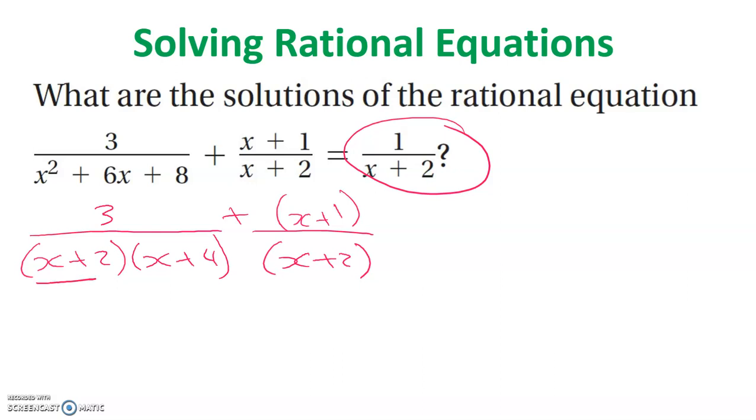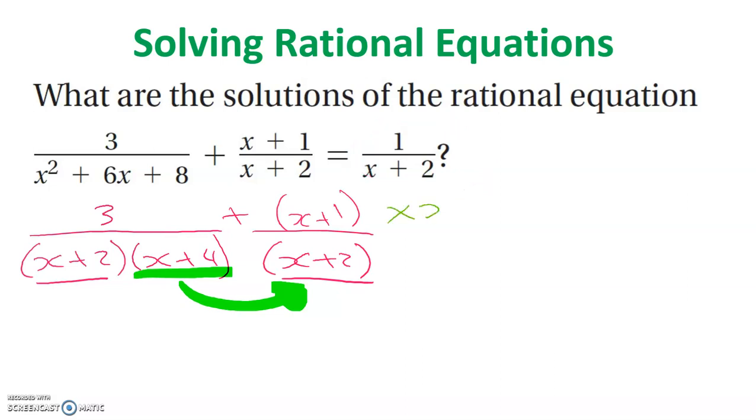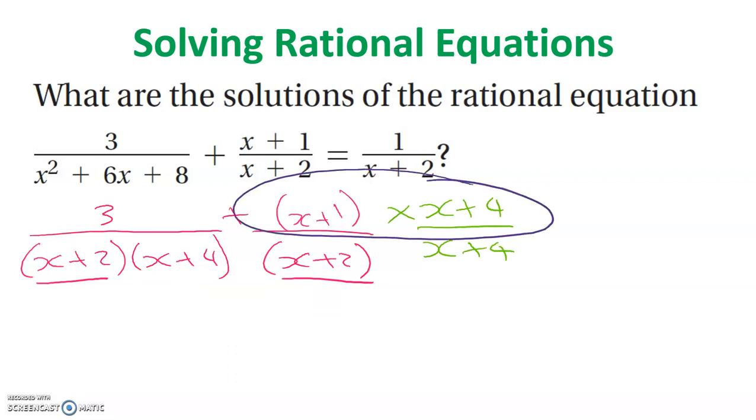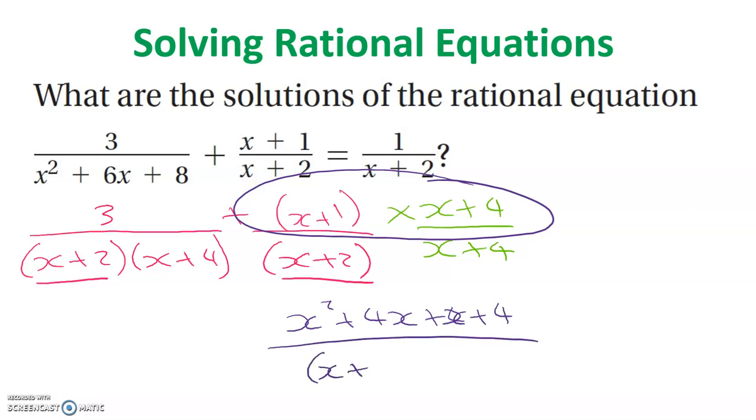You can see that there's x plus 2 on either side, but there's no x plus 4 over here. So that means that I have to multiply this term by x plus 4 over x plus 4. So just looking at the numerator, that's going to give me x squared plus 4x plus x plus 4 all over x plus 2, x plus 4.